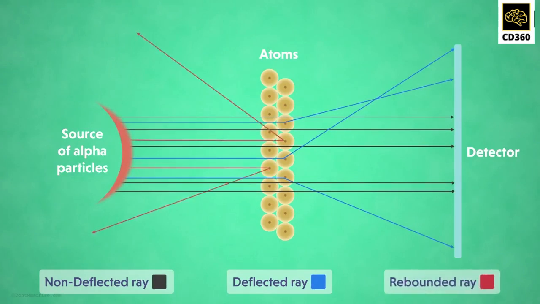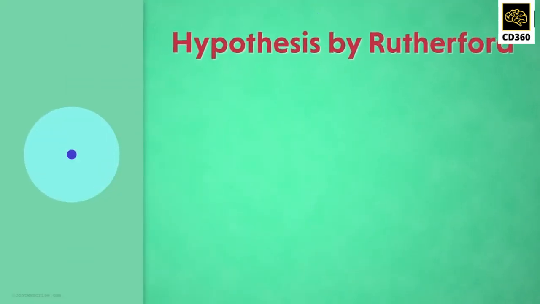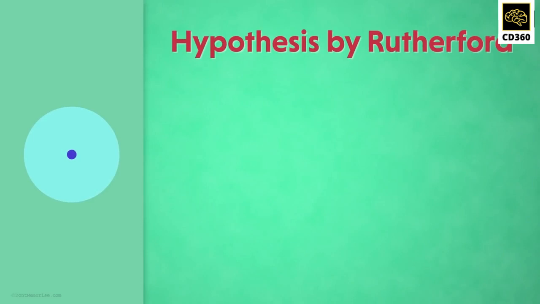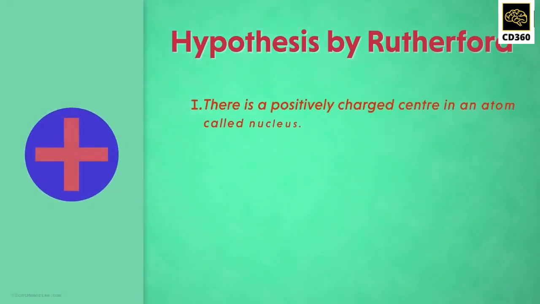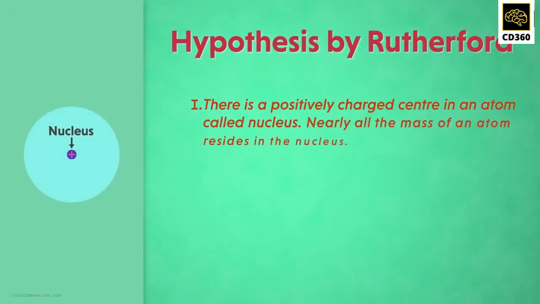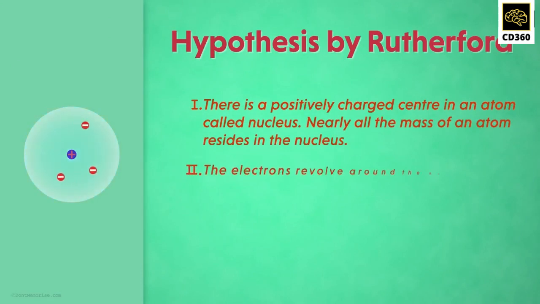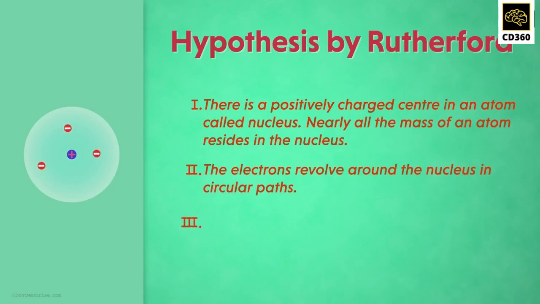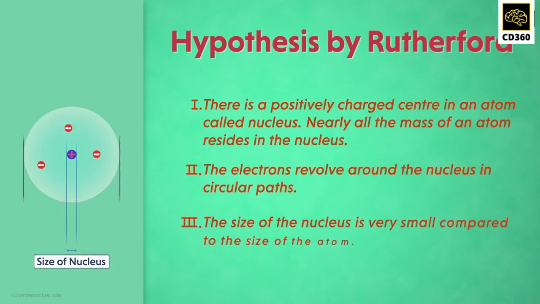These results compelled Rutherford to come up with a new nuclear model. Let's have a look at the hypothesis put forward by him. Firstly, there's a positively charged center in an atom called the nucleus. Nearly all the mass of an atom resides in the nucleus. Secondly, the electrons revolve around the nucleus in circular paths. Thirdly, the size of the nucleus is very small compared to the size of an atom.